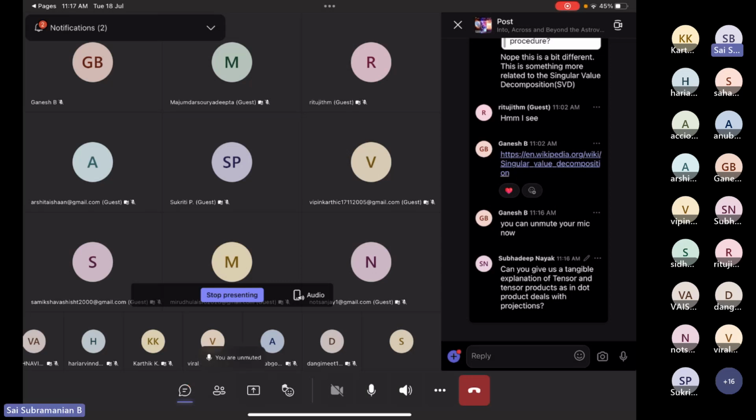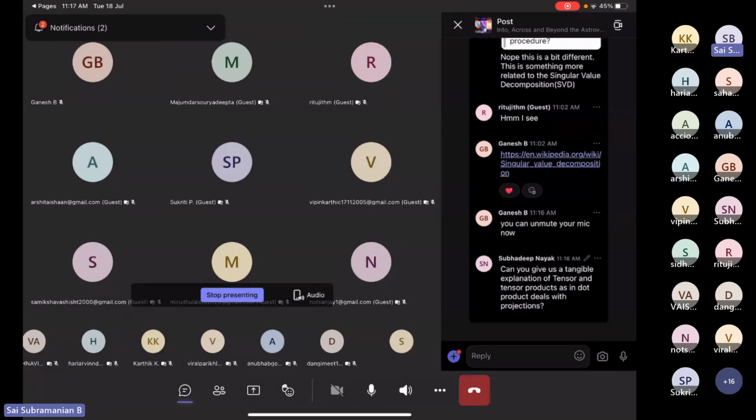Okay, there's a question. Can you give us a tangible explanation of tensor and tensor products, as in dot products deal with projections? Tensors are something quite different, so we are not using them here as such. We're using vectors. Tensor products are not dot products. The dot product is like an inner product. The tensor product takes us from two vector spaces to a single vector space. The dot product and inner product take us from two vector spaces to scalars. So there is no relation between tensor products and dot products.